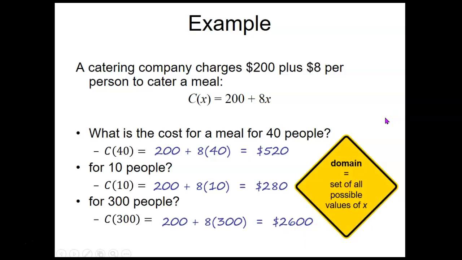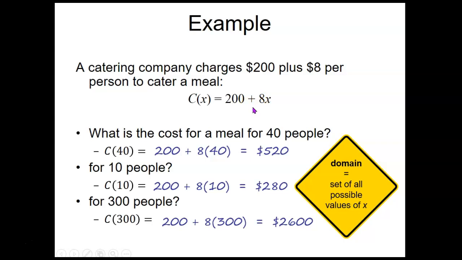And what about the domain? Remember, the domain is the set of all possible values for the independent variable. Here, that would be the number that we're plugging in for x, the number of people. Now, this formula would work for any number. We can do the calculations on any number. Positive, negative, fractional, doesn't matter how big or how small. We can take any number and multiply it by 8 and add 200. So from a calculation standpoint, the domain here would be all real numbers.